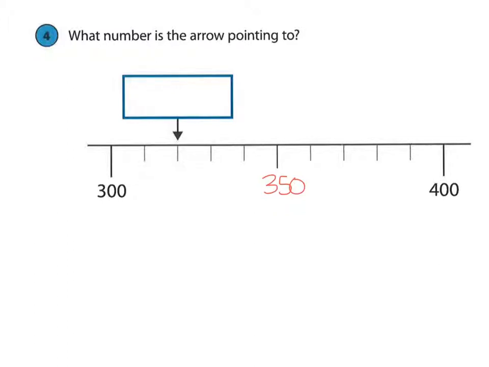310, 320, 330, 340, 350, 360, 370, 380, 390, 400. So the arrow is pointing to 320.